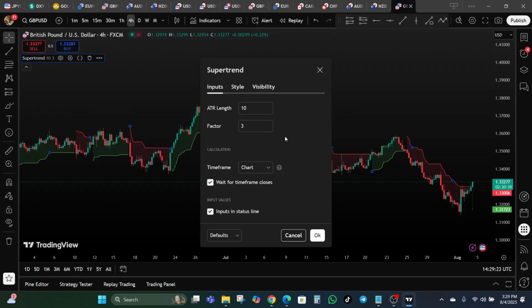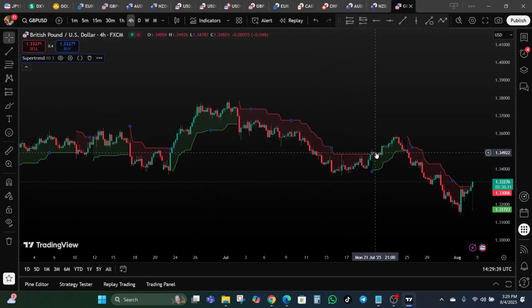If you want to modify the settings, to increase the reaction rate of the indicator, how fast it reacts to price movement, you can then tweak the ATR length or the factor. But for the purpose of this video, we're just going to be using the default, which is the ATR length 10 and factor 3. These values offer a good balance of sensitivity and confirmation. You would want to use this on a 5-minute or 15-minute chart, which is perfect for day trading.